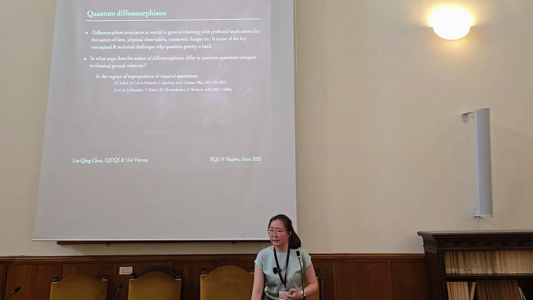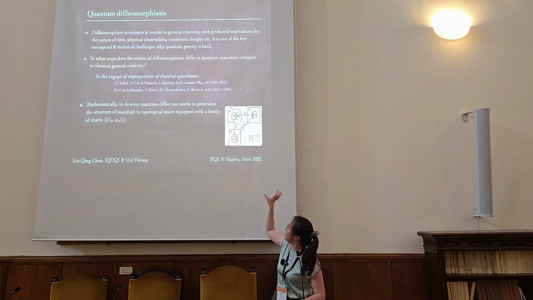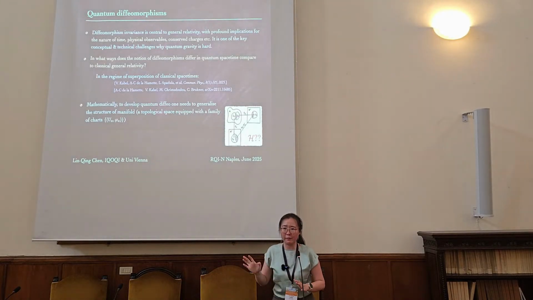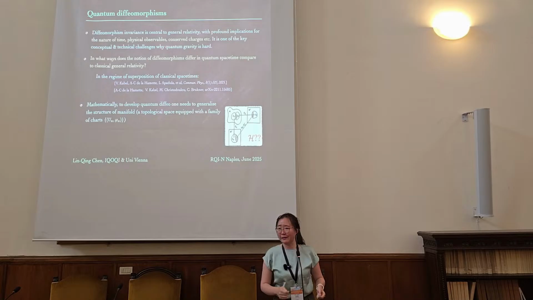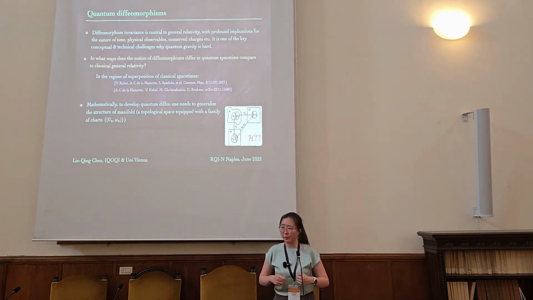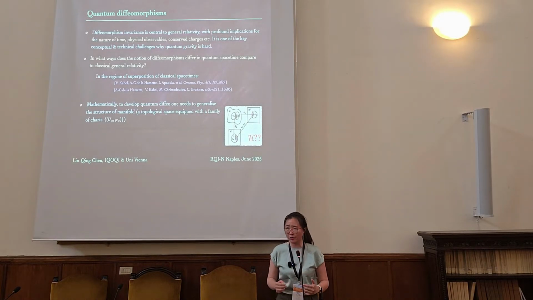Intuitively, if we think about this question at first glance, this is a part of the definition taken from page 10 of Wald's textbook: mathematically, a manifold is a topological space equipped with an atlas, which is a family of charts. This is even before the information of the metric comes in. So if one wants to develop the notion of quantum diffeomorphism or quantum coordinates, one needs to generalize the structure of the manifold.